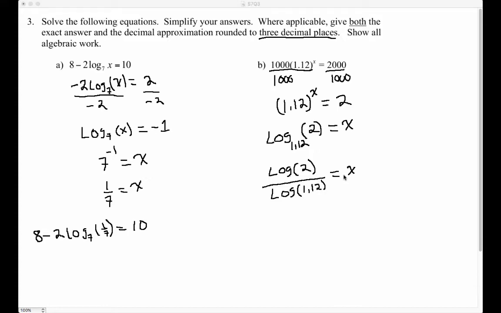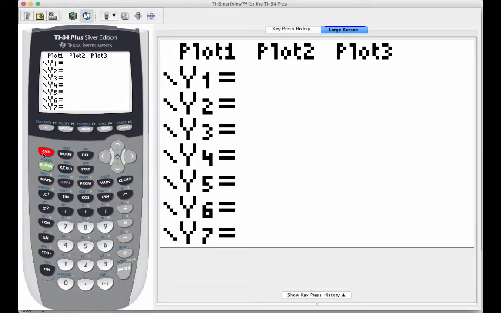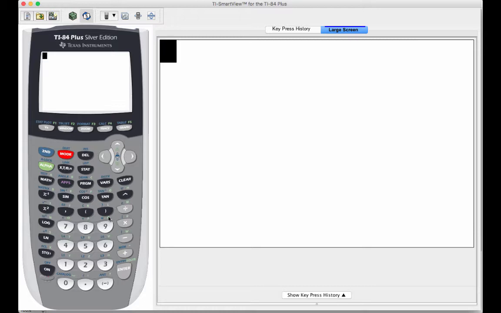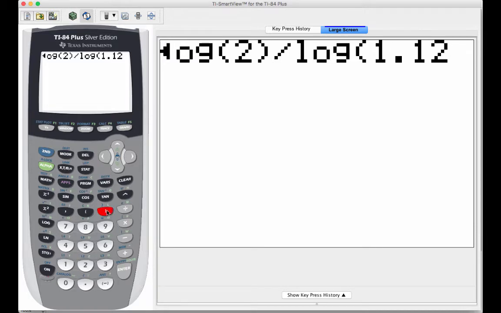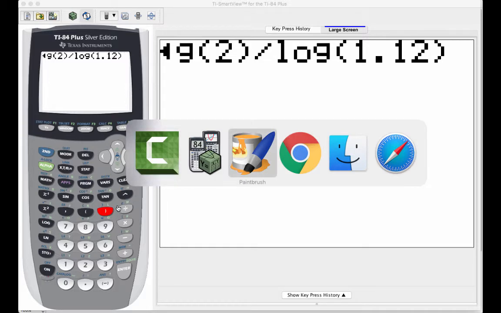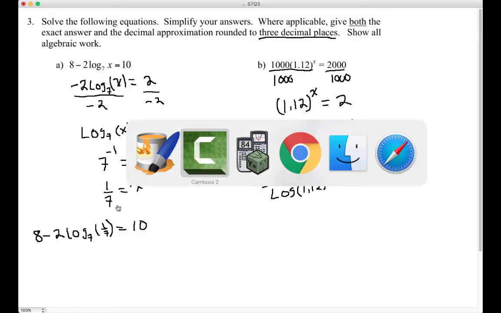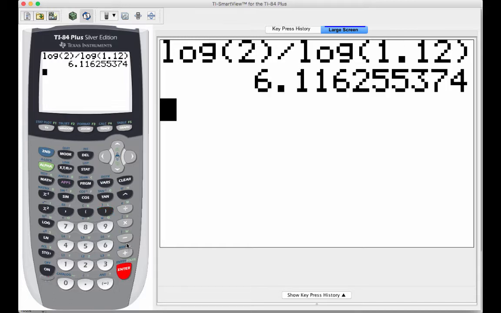So let's go ahead and get the calculator up here so we can do that. So we have the logarithm of 2 divided by the logarithm of 1.12. Let's go check that real quick, make sure we brought that number over correctly. Sure, we did. Okay, looking good. And that gives us back 6.116 if we round off to 3 places.